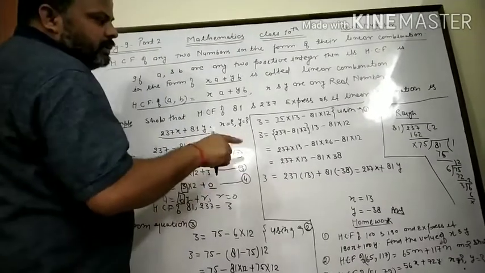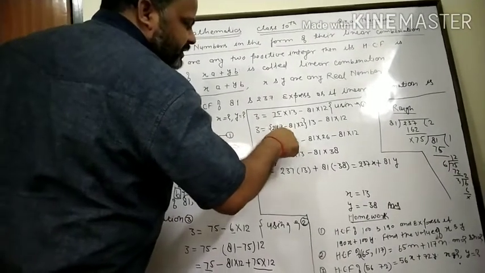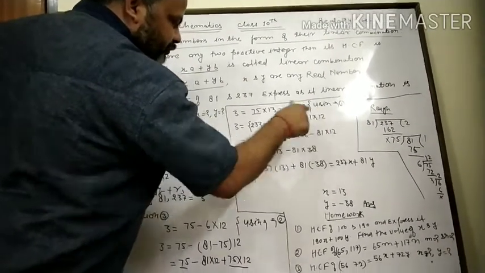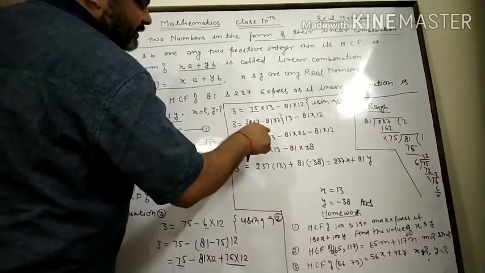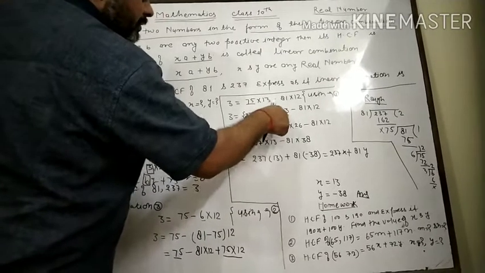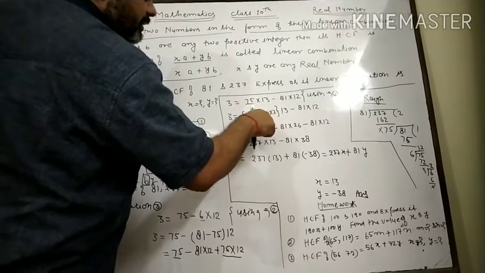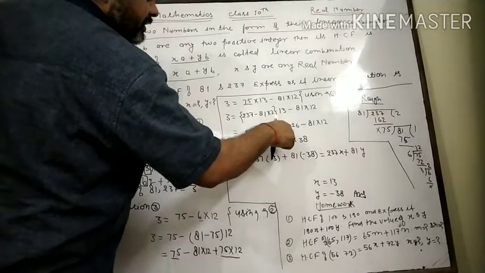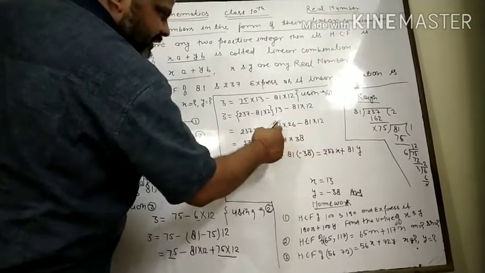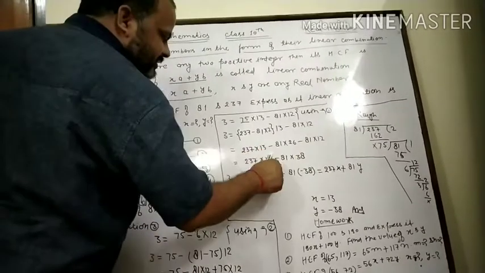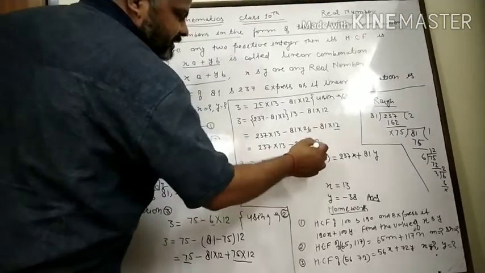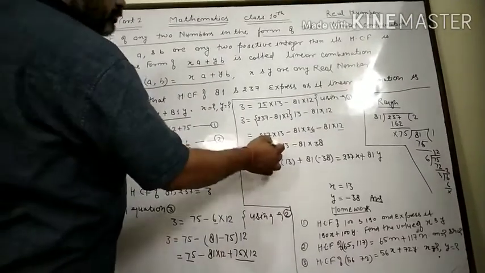Here, 237 minus 81 into 2 in curly braces, multiplied by 13, minus 81 into 12. Then break the curly bracket. Then 237 into 13 minus 81 into 2 into 13, which means 81 into 26, minus 81 into 12. Both have the same sign and they are like terms, that's why they are added. Minus 81 into this 26 and 12 are added. It is 38 and 237.